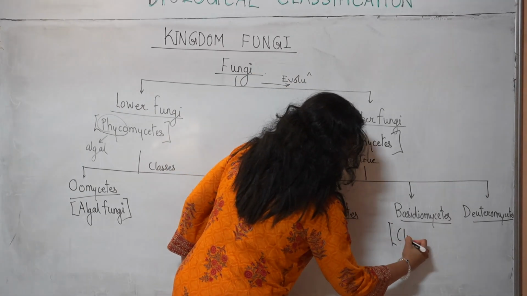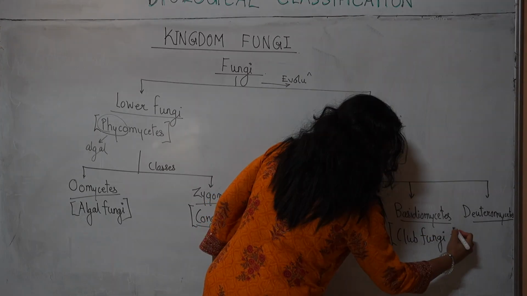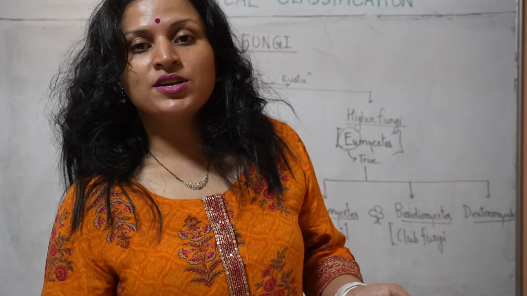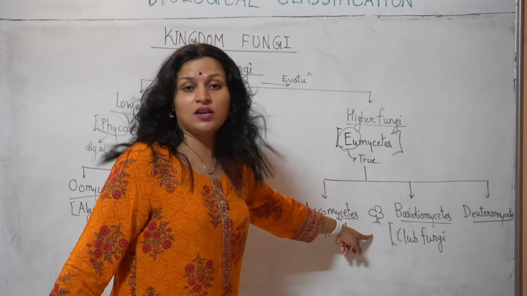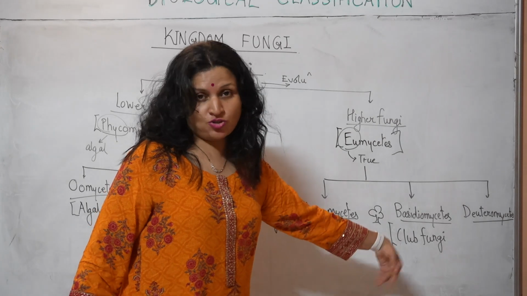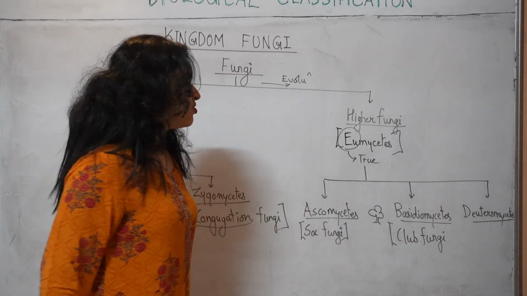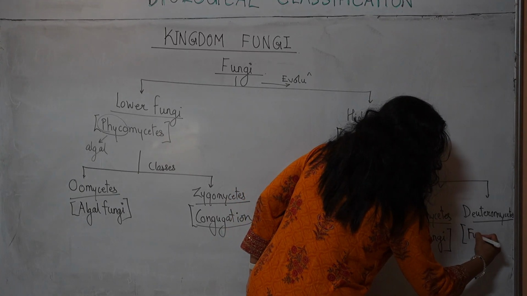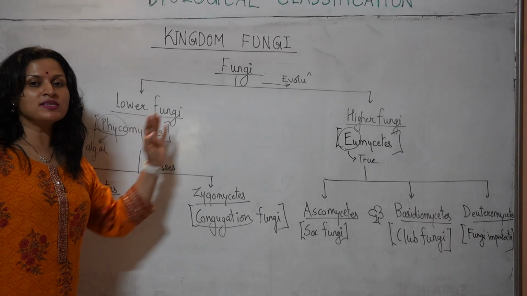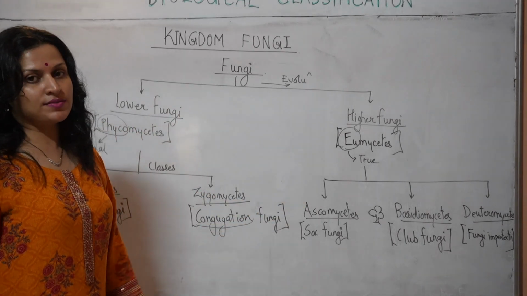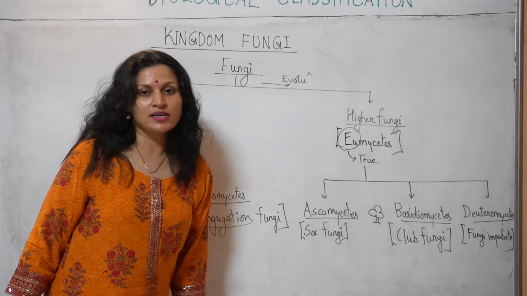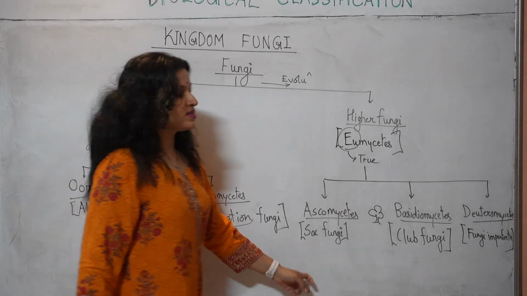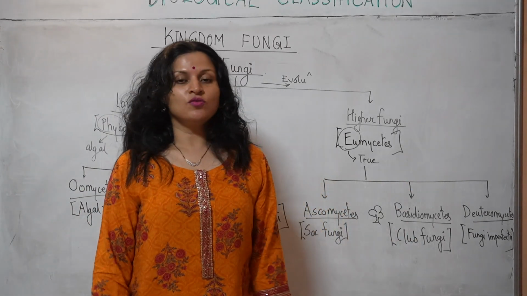Basidiomycetes are also called club fungi. If you remember, this shape is called a club; in the cards that you play, this shape is called a club shape, named after them. The mushroom belongs to this class, basidiomycetes. Club fungi, and deuteromycetes are also called fungi imperfecti. Lower fungi, phycomycetes; higher fungi, eumycetes. And the five different classes. After this, we will be studying each of these fungal classes in some detail. So let us begin with oomycetes.